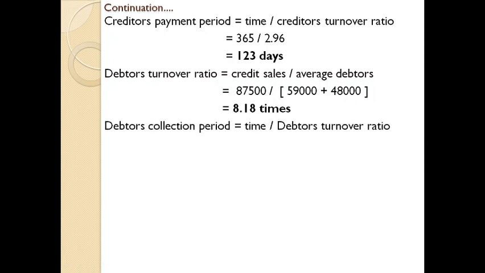Next one, debtors collection period. Time divided by debtors turnover ratio. Similarly, as we have done in the creditors payment period, we will also use the same information. 365 divided by 8.18. You will get 45 days.